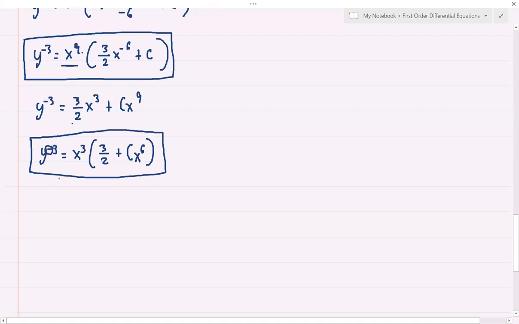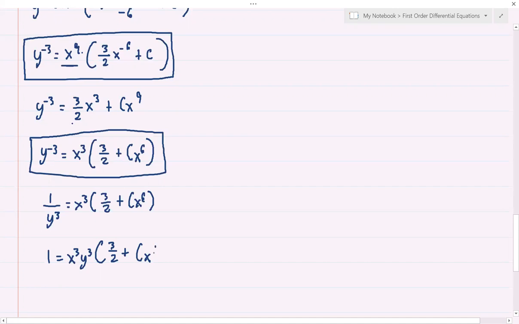Remember that we have a negative exponent here. So we can actually bring it down to make it positive. So we have 1 all over y cubed is equal to x cubed times quantity 3 halves plus c x raised to 6. So I'm going to cross multiply, multiply the denominator to this side of the equation. So we will have 1 is equal to x cubed times y cubed times quantity 3 halves plus c x raised to 6. So that will be now my final general solution for this given problem.